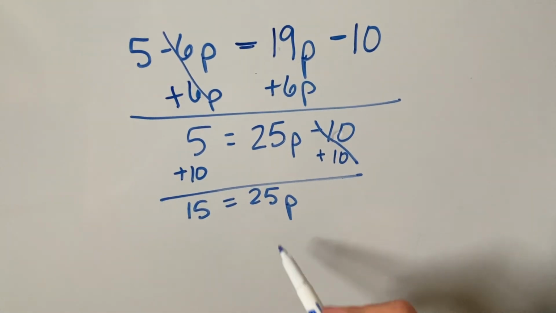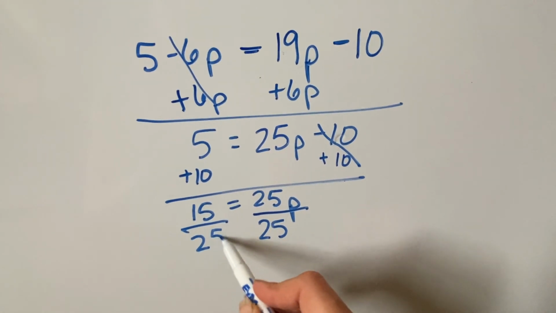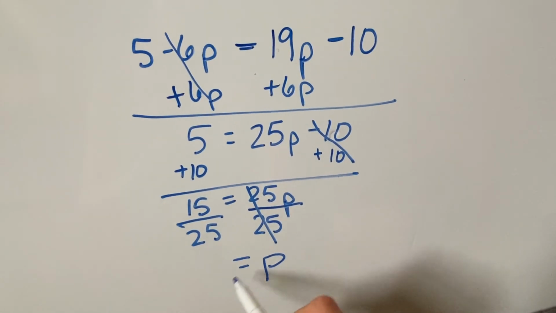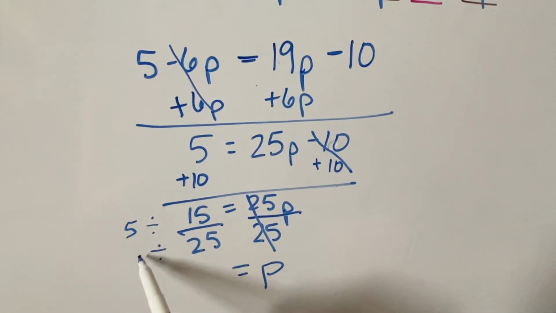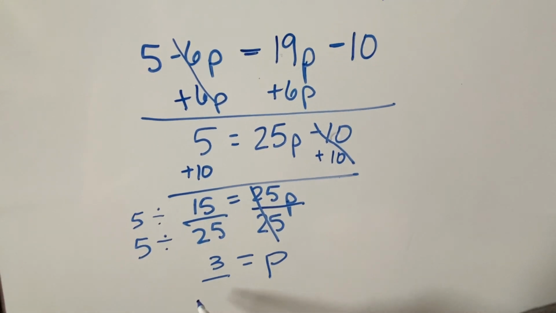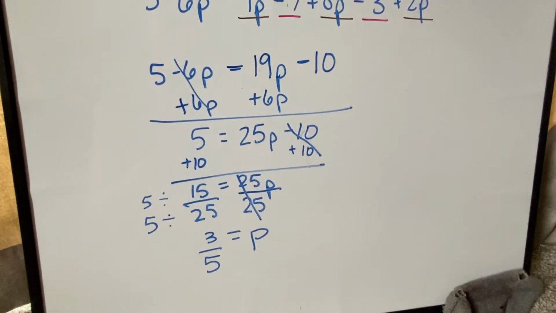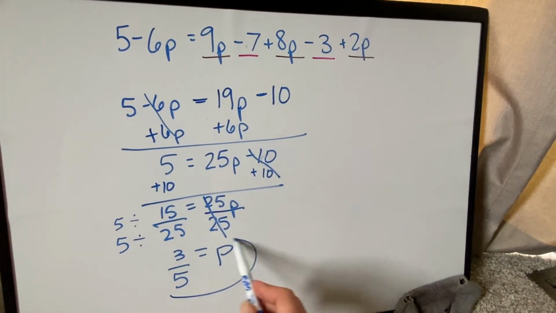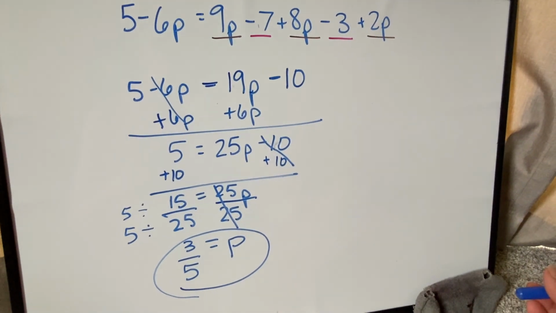Okay, so now we have 15 equals 25p. I'm going to divide both sides by 25. That becomes 1. 1 times p is p. P is going to equal, I'm going to divide both of these by 5 so that I can reduce them. So 15 divided by 5 is 3. 25 divided by 5 is 5. So the answer to this big, long question way up here is 3/5. So if you put 3/5 in for p, it will make it a true statement. So that is our solution, 3/5.